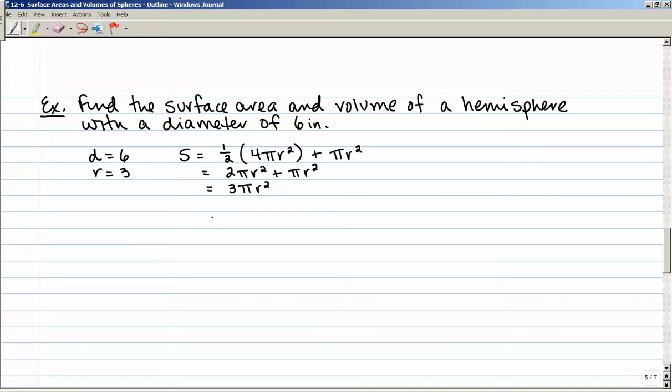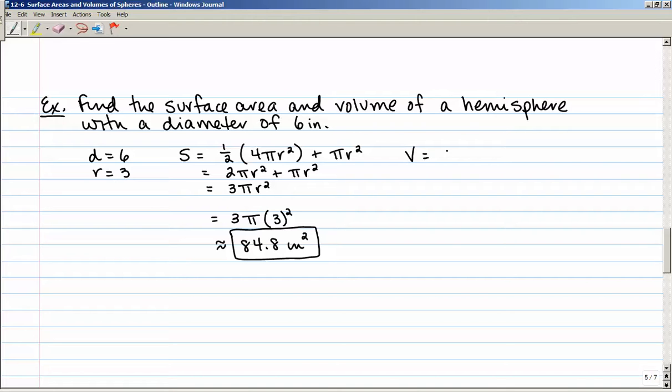So let's plug those numbers in. 3 times pi times 3 squared is going to give me approximately 84.8. This was inches cubed. No, I'm sorry, squared. Area squared. Okay, so the tricky thing about the surface area of a hemisphere is it's half of the surface area of the sphere plus that circle on top.